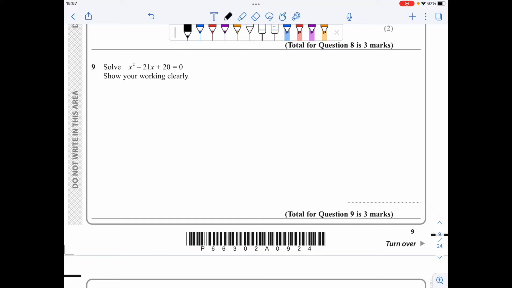Question 9 doesn't specify how to solve this equation, so I can do it either by factorization, completing the square, or using the quadratic formula. I'll do this by factorization, so x minus 20, x minus 1 are the two factors. So the two solutions are either x equals 20 or x equals 1.